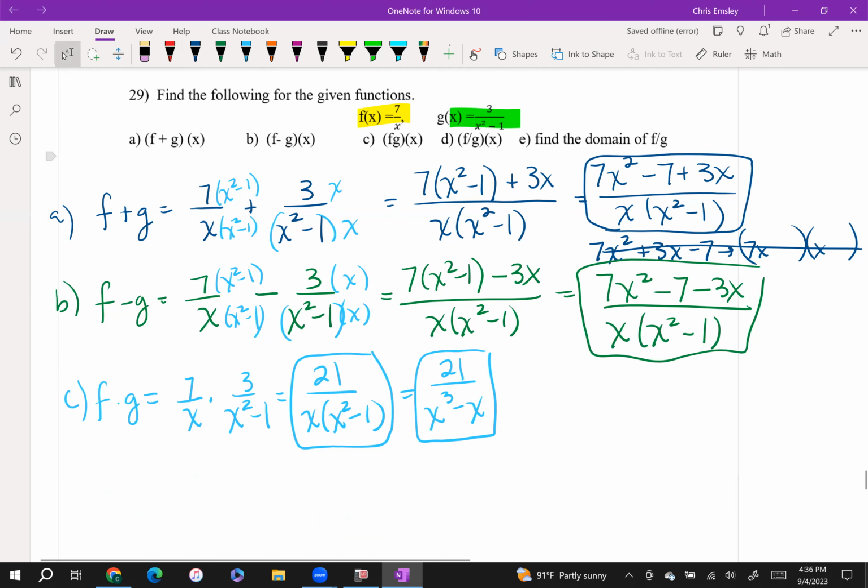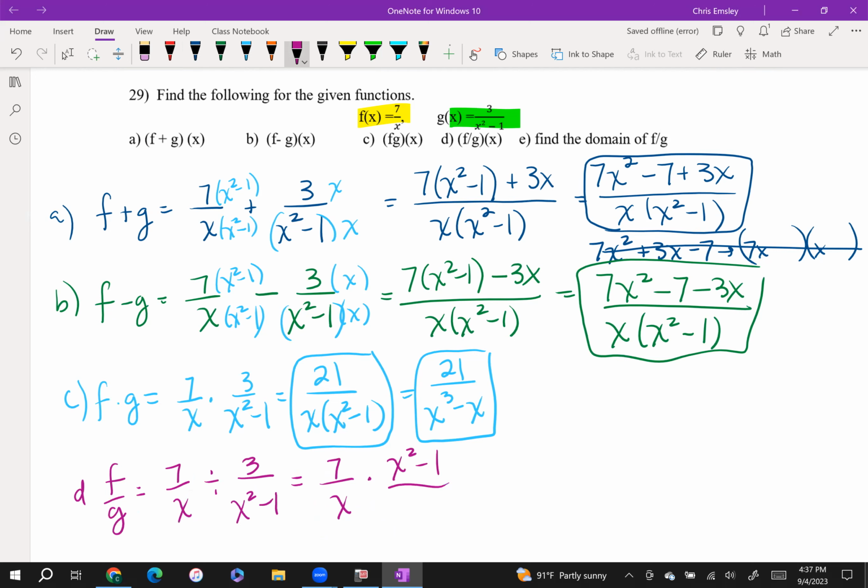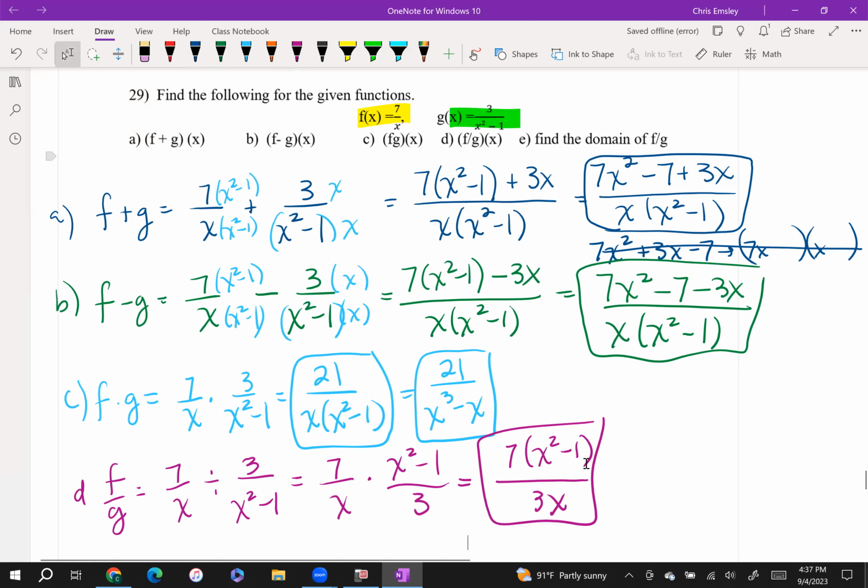Part D, we want the quotient of our two functions, so f divided by g. Remember, when we divide functions, we multiply by the reciprocal of that second function. And then again, not much to be done here. You just multiply straight across the top and straight across the bottom. And there is our final result. Last question, part E, asks for the domain of that quotient.